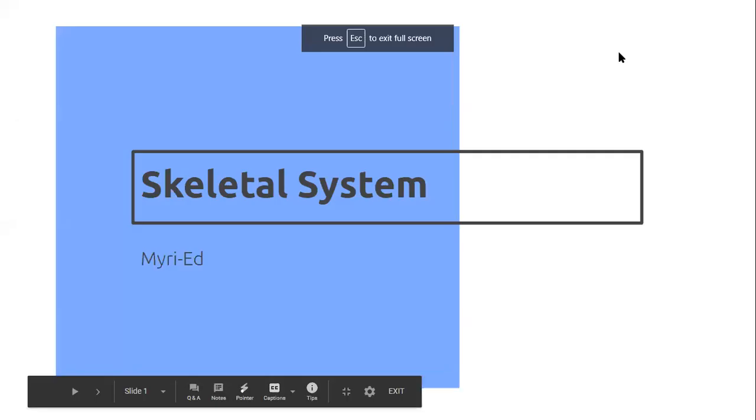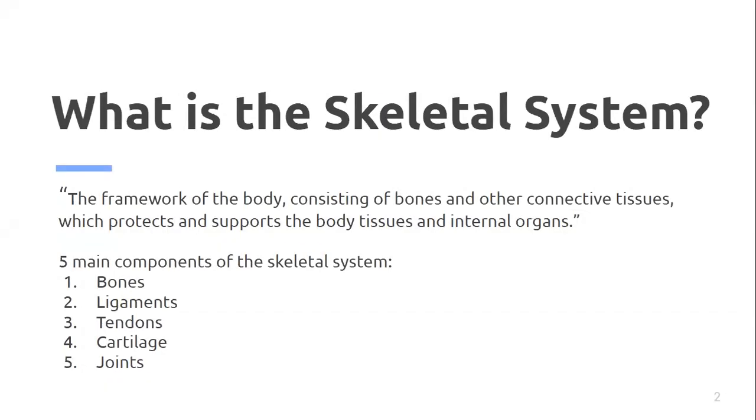So, today's class is on the skeletal system. What is the skeletal system?